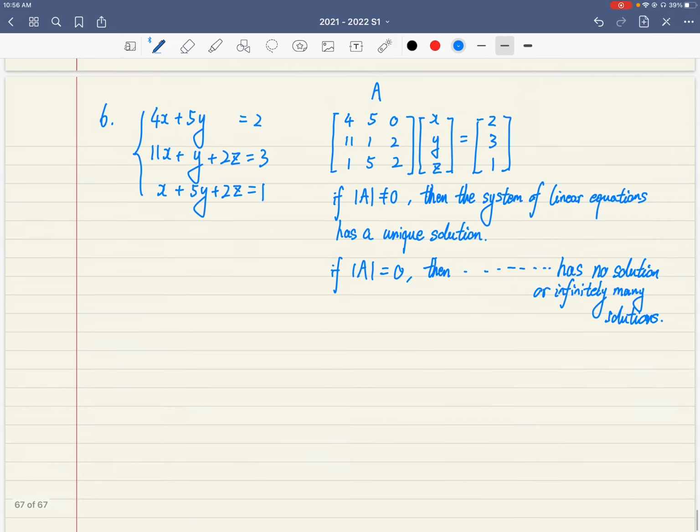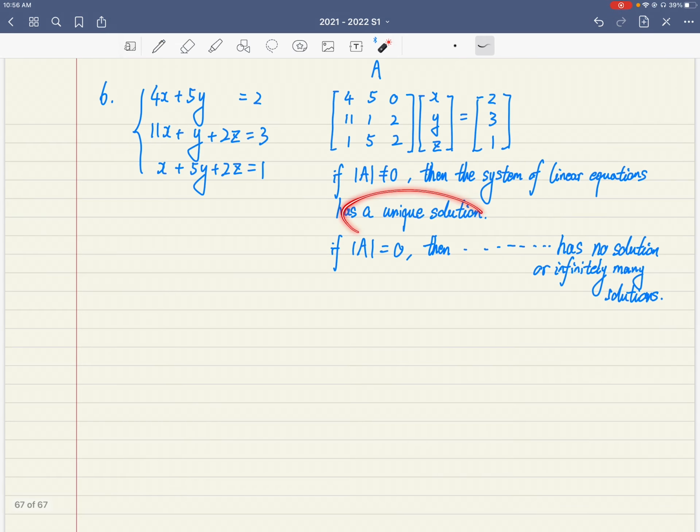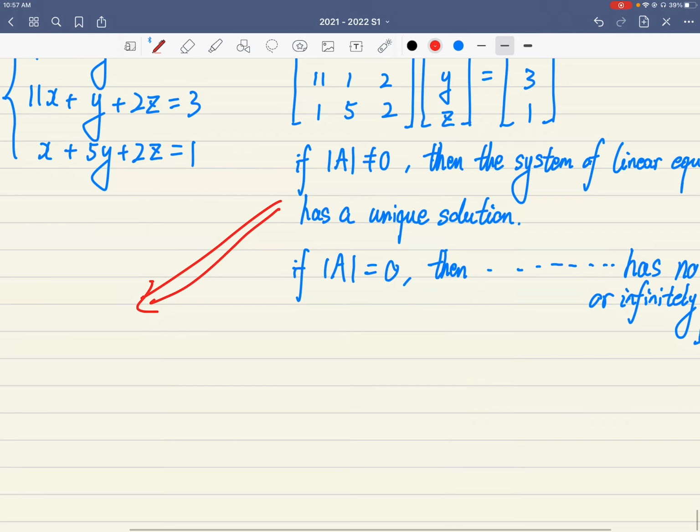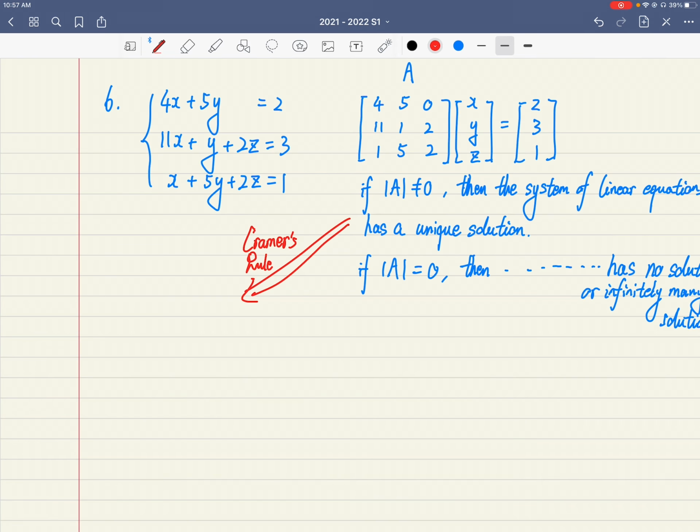So here's a conclusion. If it has a unique solution, so we don't talk about the other cases here, then we can apply something called Cramer's rule, and we can immediately get those solutions. How do we get the solution? What is Cramer's rule? So what is x? What is y? What is z? The values of these variables are what we are interested in.